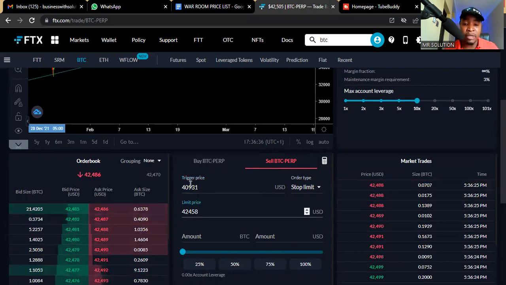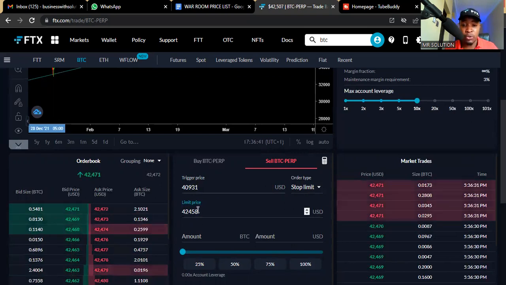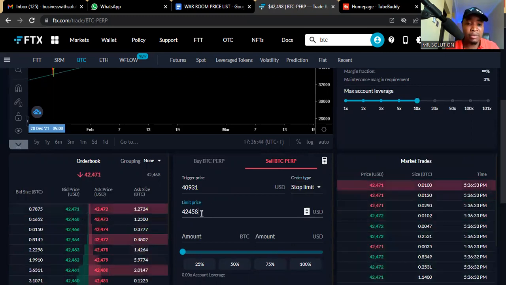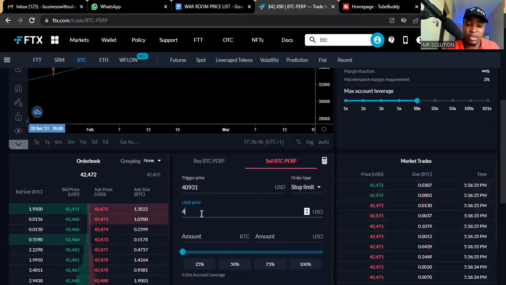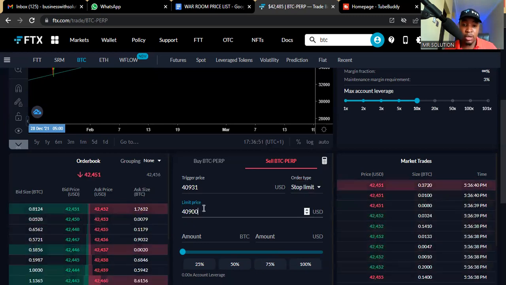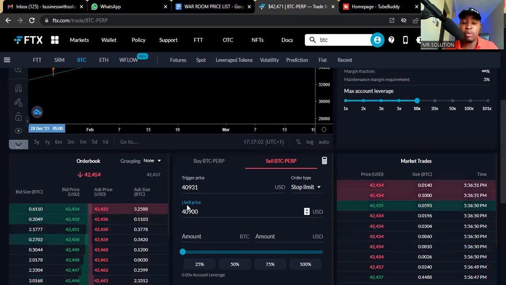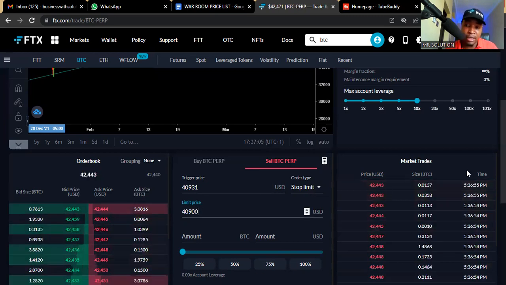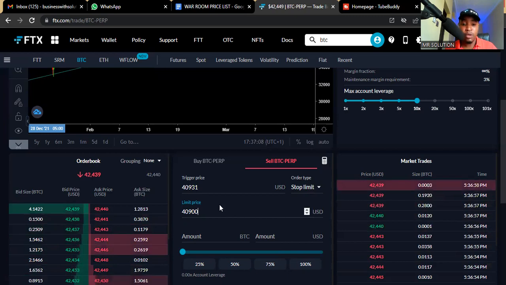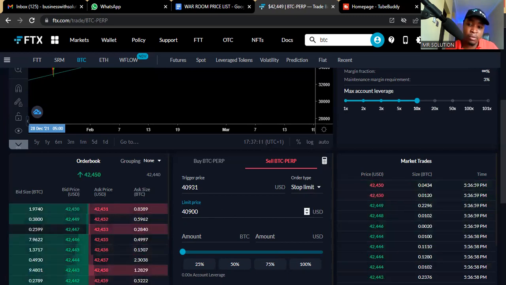So our limit, sometimes you could leave your limit the same as your trigger price. Some people do that, but I prefer to make it a little bit different. Maybe I could just say 40,900. That's my limit price, just a little bit different from the trigger price. Why I normally do mine like this is that in case the market comes with very huge volatility, my order will definitely be picked.